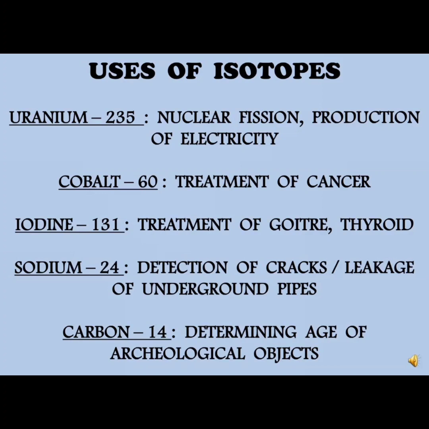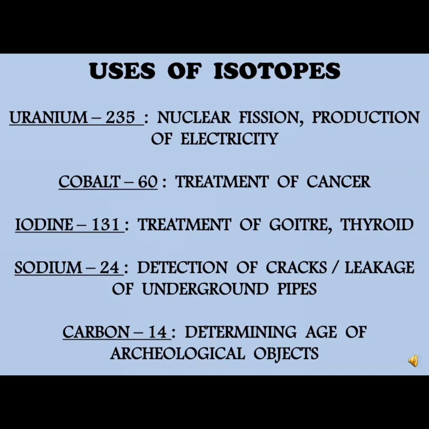And finally, you have carbon-14. This isotope is used for determining the age of archaeological objects. Now, what is the meaning of archaeological objects? These archaeological objects are very old objects, or you can say very important objects, which were living objects present many centuries ago. For example, the fossils of dinosaurs.